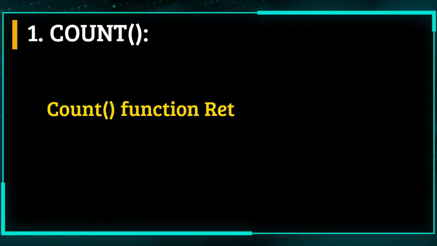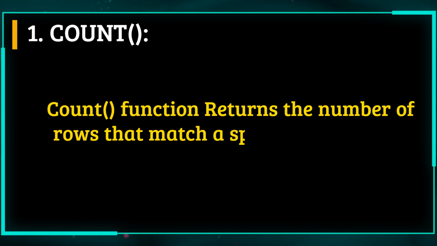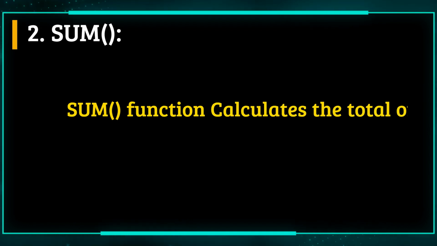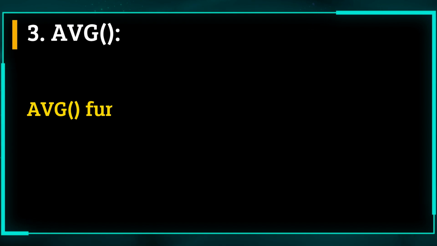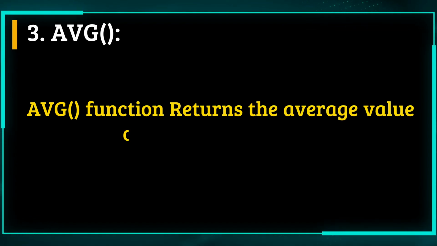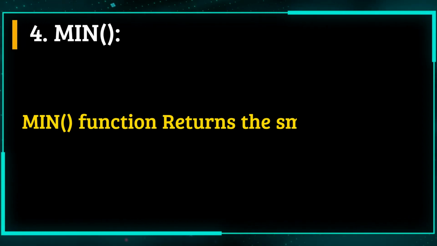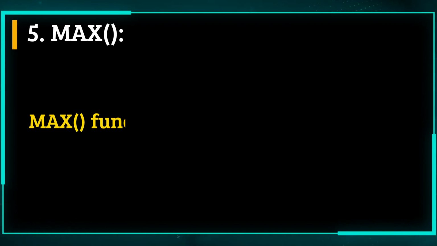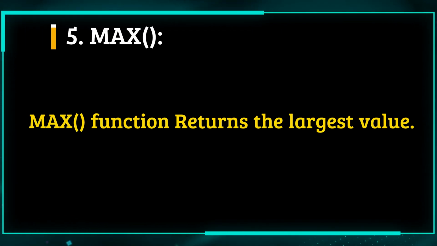1. Count. The count function returns the number of rows that match a specified condition. 2. Sum. The sum function calculates the total of a numeric column. 3. Average. The AVG function returns the average value of a numeric column. 4. Min. The min function returns the smallest value. 5. Max. The max function returns the largest value.